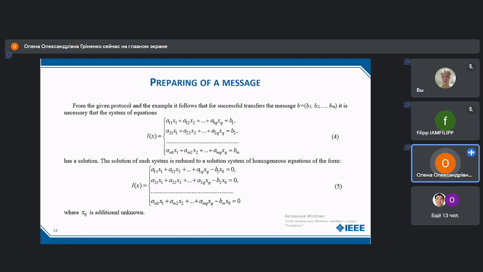The solution of such a system is reduced to the solution of a system of homogeneous equations of the form 5, as shown on the slide. Among the solutions of system 5, it is necessary to find a solution whose last coordinate, which corresponds to the additional unknown, is equal to unity. This will be a particular solution of system 4. Therefore, it is necessary to formulate the conditions under which such a system will be compatible.